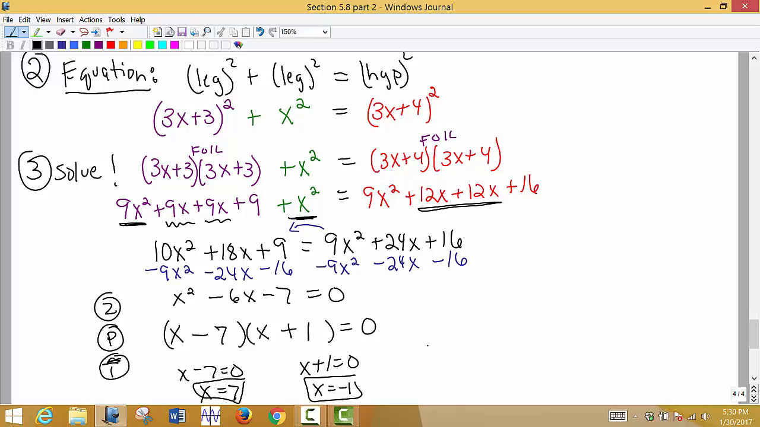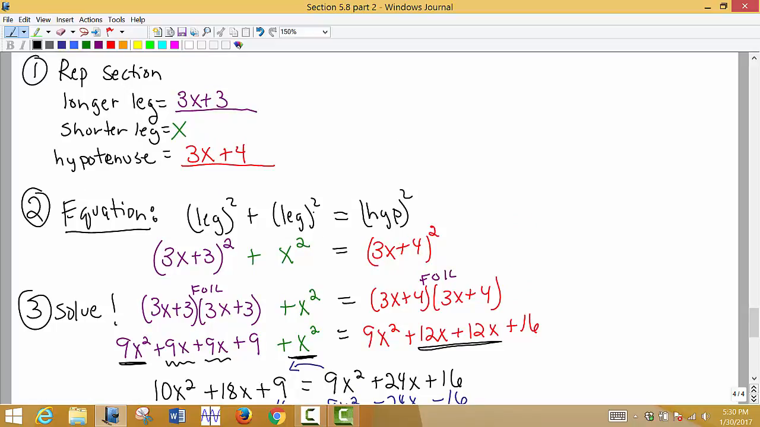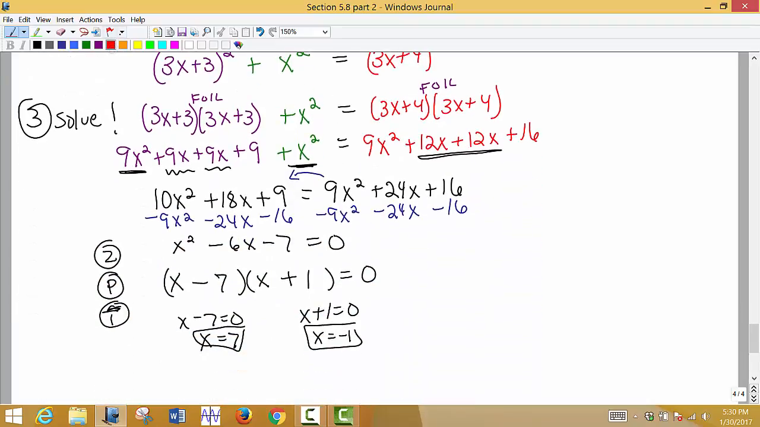Now remember that x represents, according to our representation section, the shortest leg of the triangle. And we're talking about meters. So does it make sense for the shorter leg to potentially be 7 meters? Does it make sense for the shorter leg to potentially be -1 meters? So we can see that when we compare these, it's pretty obvious that this would be illogical.